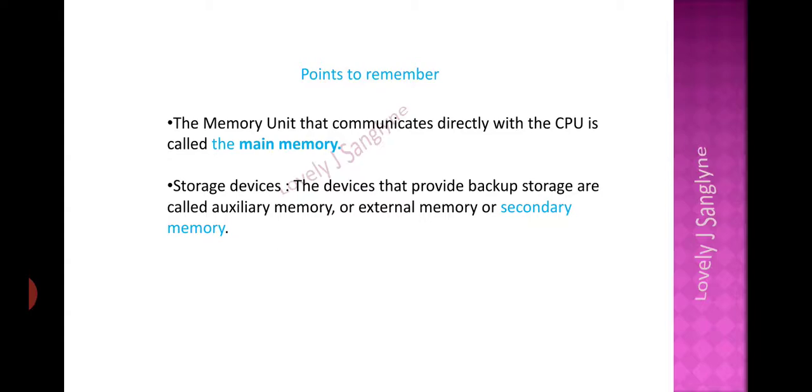So we have learned about the main memory being the memory unit that communicates directly with the CPU, and also about the storage devices or the secondary memory, which are the devices that provide backup storage. These secondary memories are also known as auxiliary memory or external memory.